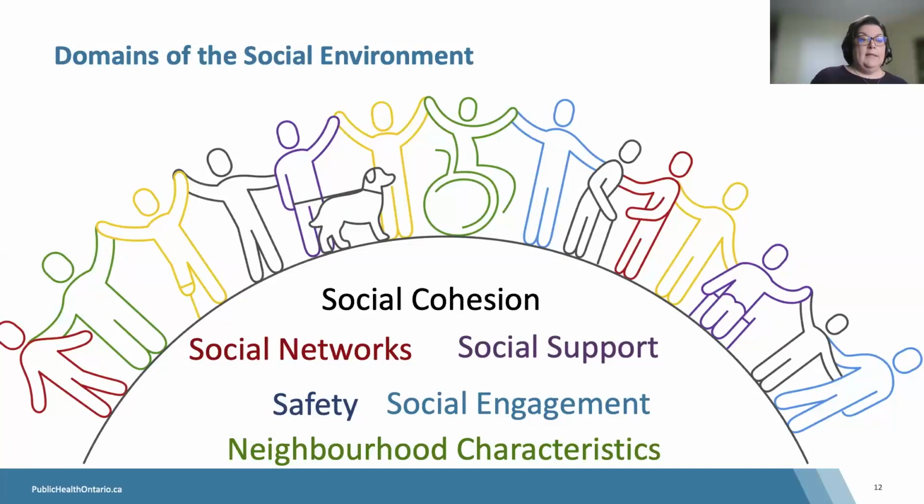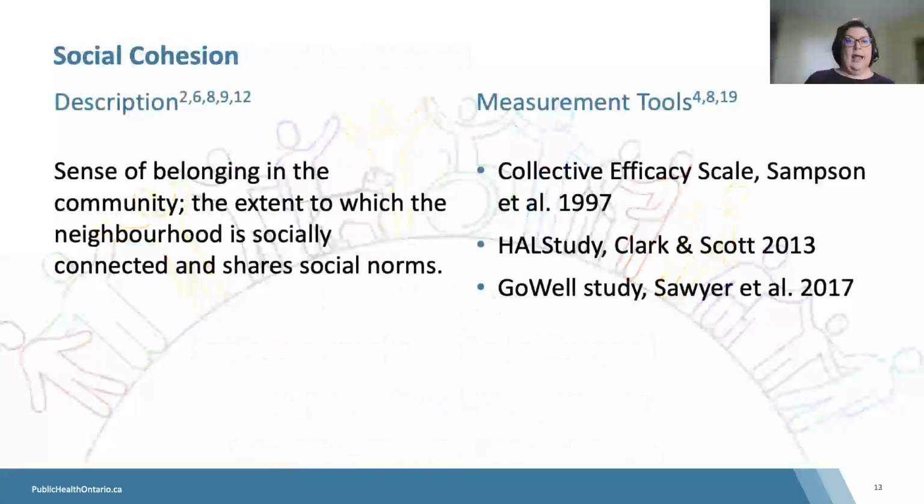So I'm going to start off by talking about social cohesion. And the simplest way to think about social cohesion is feeling a sense of belonging in the community, the extent to which the neighborhood is socially connected and shares social norms and beliefs. And there were 3 papers that cited the collective efficacy scale, which was developed in 1997 by Sampson et al.